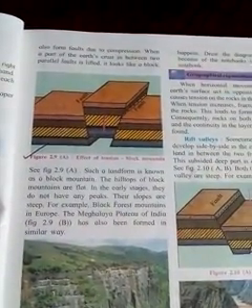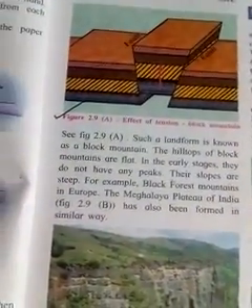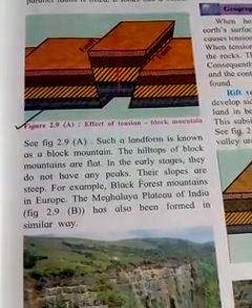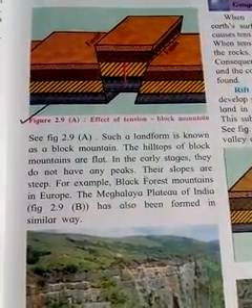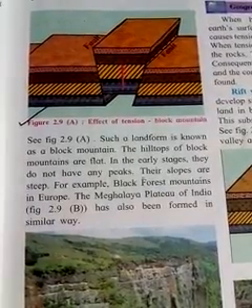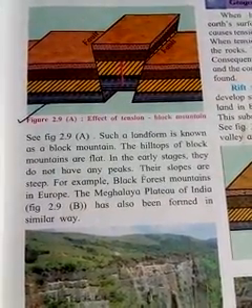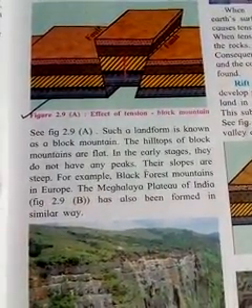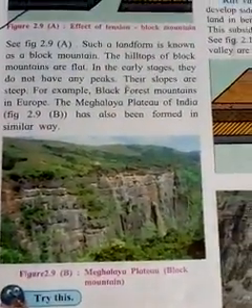At the hilltop, block mountains are flat. In the early stage they do not have any peak. The slopes are steep. For example, the Black Forest mountain in Europe, and in India the Meghalaya plateau has also been formed similarly. Here some examples are given.